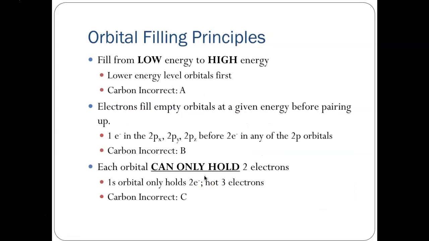So let's talk about the different rules we have for orbital filling principles. First, we must always start at the 1s energy level and work our way up. So we always need to start from low energy and work our way up to higher energy. Next, we need to fill all empty orbitals at a given energy level before pairing up. For example, if you're filling the p orbital, you need to fill 1 in each p spot, so px, py, pz, before you can double any up. And finally, each orbital can only hold 2 electrons, only 2. So here, in our third example, some of them had 3 arrows in it, 3 electrons, so that was incorrect.